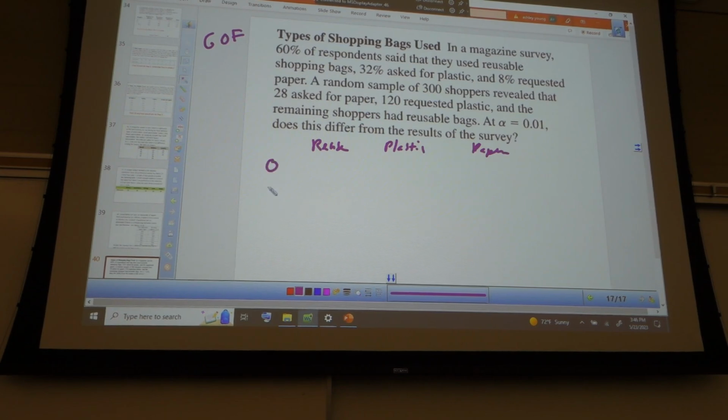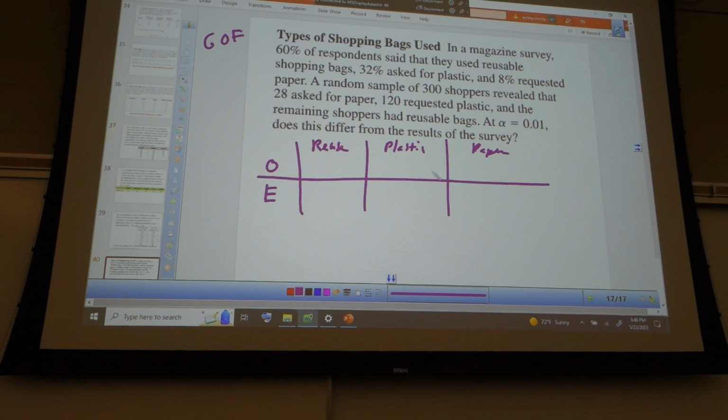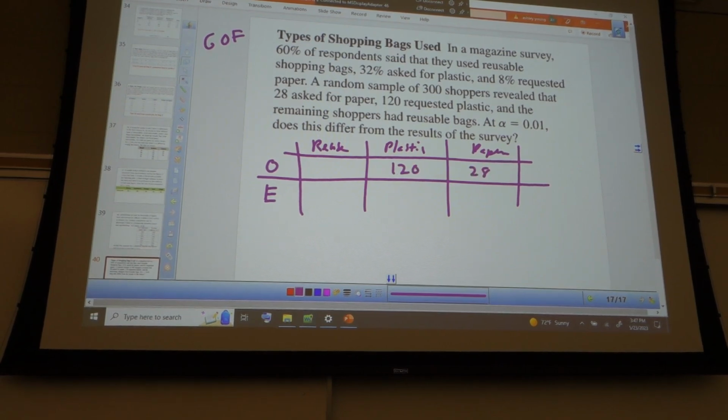I want you to find the observed and expected. That's all we're going to do for this problem. So find the observed and expected values. Actually, I'll give you the observed. The observeds are 120 plastic, 28 paper, and the rest I subtract from 300 to get 152 observed. I want you to find the expected. That's the key part of this one. So take a minute, find the expected values.